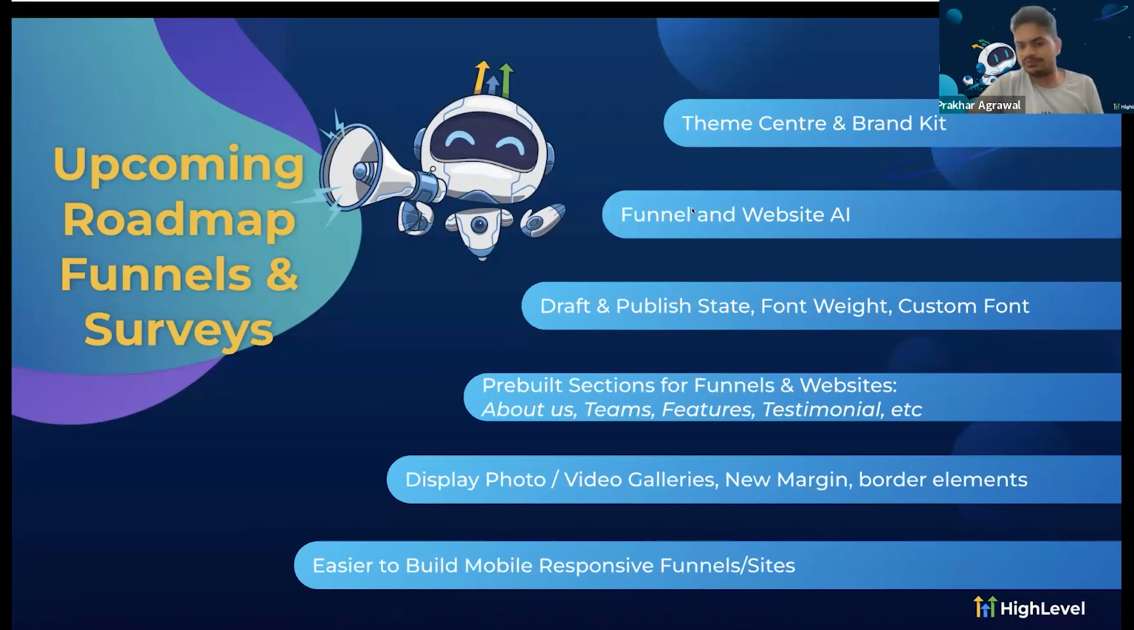Another big thing will be pre-built sections. Right now, you have templates for the whole funnel. But if you want, say, an about section included somewhere, you can just drag and drop from different sections like about, team, and feature sections. You can also see the preview of how it is looking, and pull it inside the funnel. We believe this will be a huge gain for the users, and your funnel build time will reduce significantly.